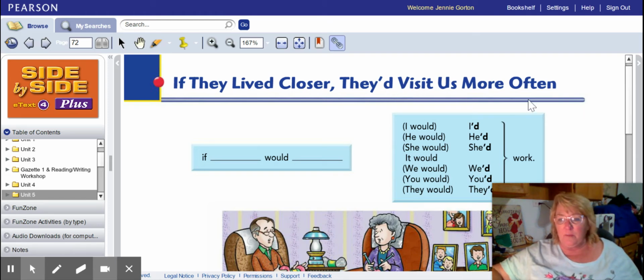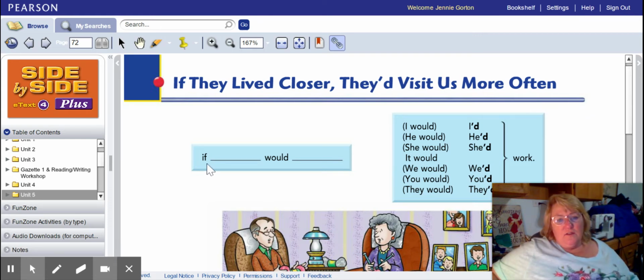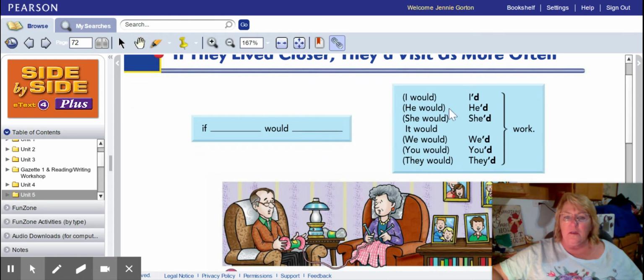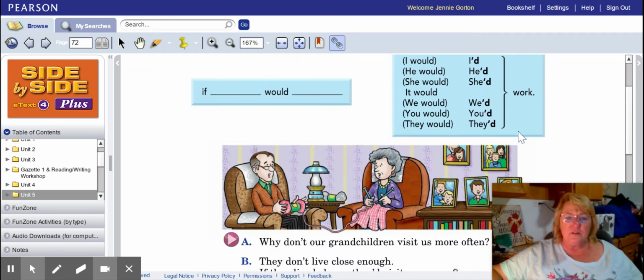All right, so that's the trick about this tense. This is the present unreal conditional. If takes the past tense, would takes the present tense. You'll get used to that, don't worry. Listen, and if you, just don't freak out. Just promise me you won't freak out. Okay. If I would, he would, she would, we would, they would work. It's very easy, no changes there.